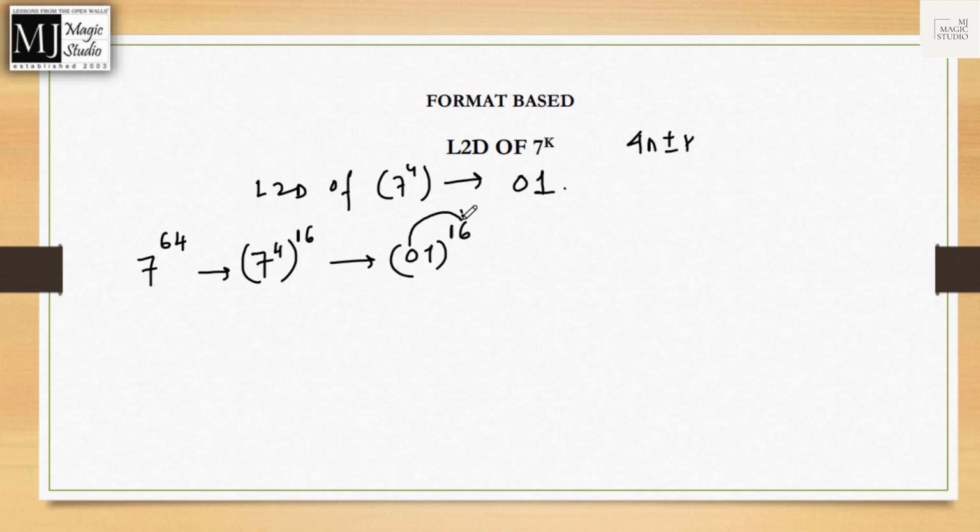And now we know the drill. 0 into 6 will give 0 and then put a 1. Isn't it? Okay, let's try with one more number. 7 to the power 1836. Give it a try.